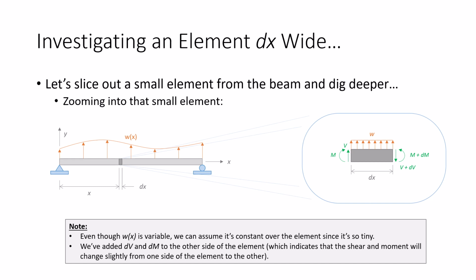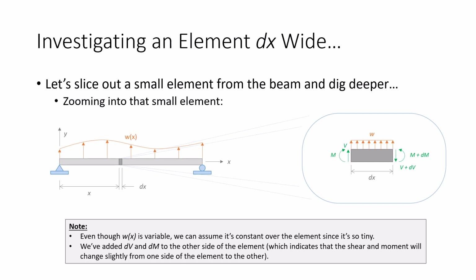The other thing that's worth mentioning is the load. On the original structure, the load is variable, right? It's going all over the place because the idea is that we just want this to represent some arbitrary load function across the structure. But if I'm looking at some infinitesimal element that's dx wide, across that really narrow, really thin element, I could just assume the load is uniform, okay?